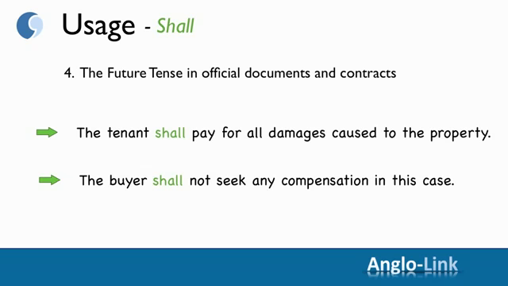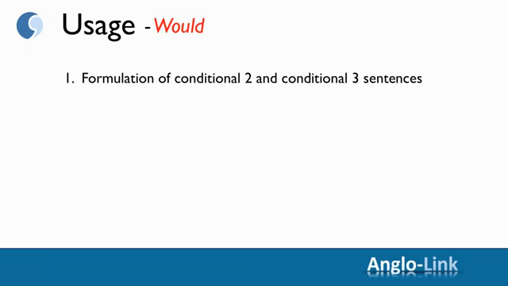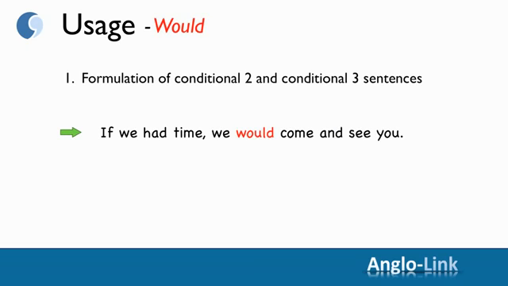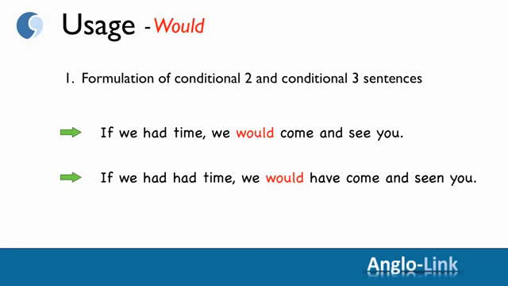Right, moving on to would. The first usage of would is formulation of conditionals 2 and 3. For example, if we had time, we would come and see you. If we had had time, we would have come and seen you.